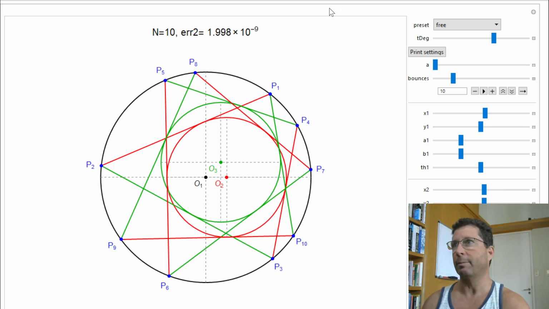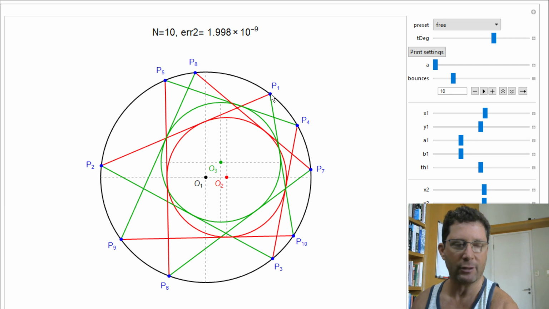Now you can see here that I'm reporting the distance between the original P1 and where this 10-step iteration winds up. It's going to wind up at a vertex here whose distance is being reported here, and it's actually being reported as 10 to the minus 9. This is actually the square of the Euclidean distance between P1 and the 11th vertex on this polygon.